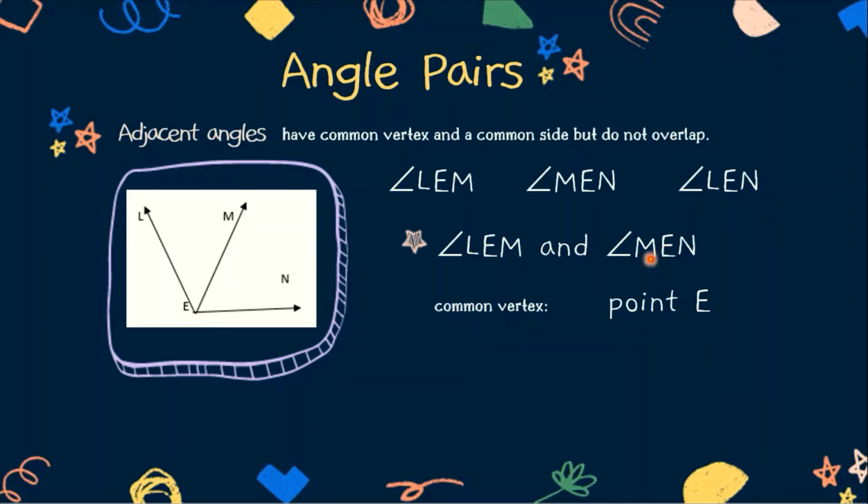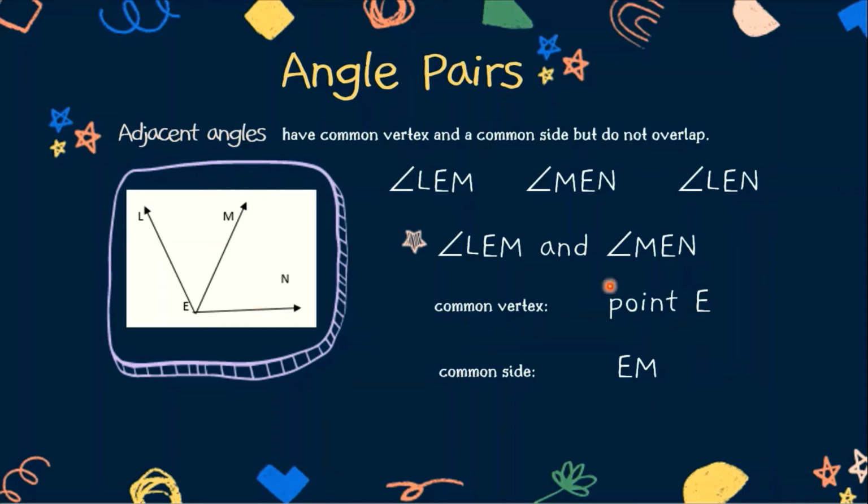Kung mapapansin natin sa kanilang mga pangalan, yung gitna ay E. It means that this point is its vertex. Ito yung kanilang common vertex, point E. Aside from having a common vertex, dapat meron din silang common side. And the common side is line EM or line ME. Ito yung common side nila. And as we can see, LEM and MEN, they are next to each other. Magkadikit lamang sila, but they do not overlap.